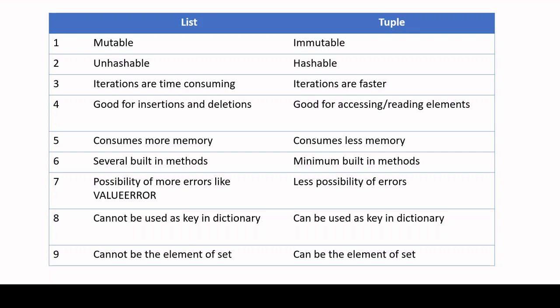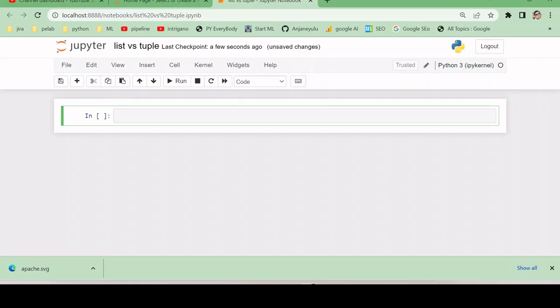The same applies to the set. All the set elements should be hashable. It cannot store unhashable elements inside it. So a list cannot be inside a set. Let's see the differences practically.